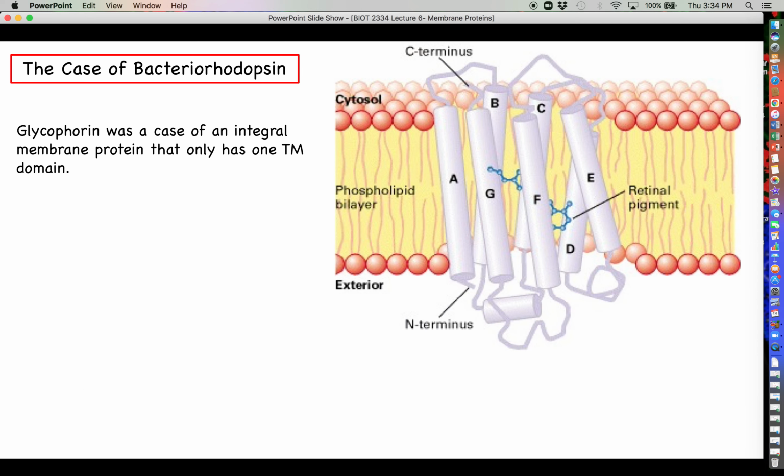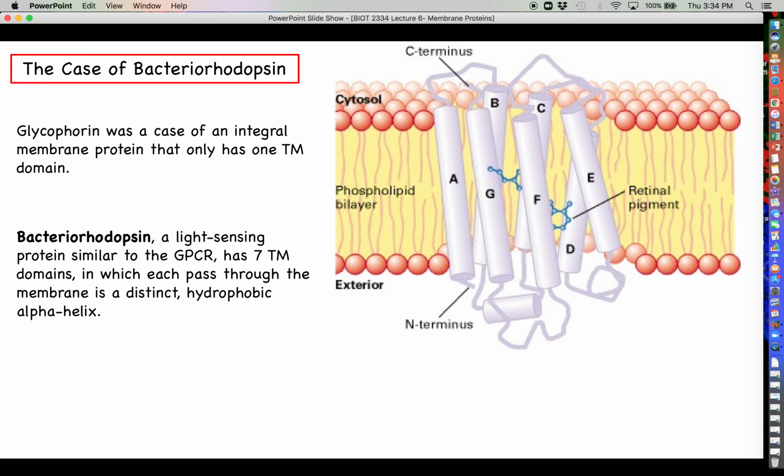Okay, so let's look at another example. Glycophorin was one example in which there was only one transmembrane domain in the integral membrane protein. So that protein only goes through the membrane one time. Now, we certainly talked before about examples of proteins that can go through many times.